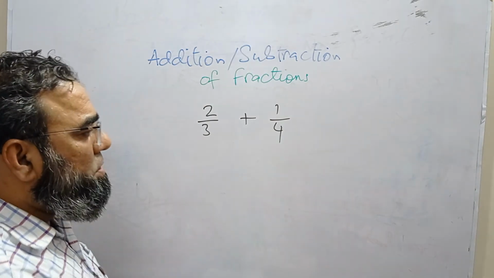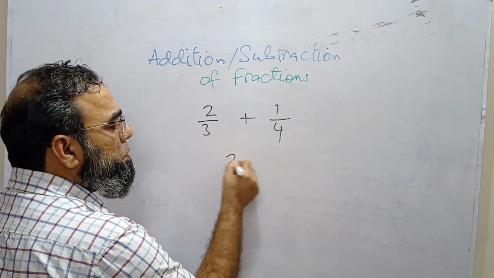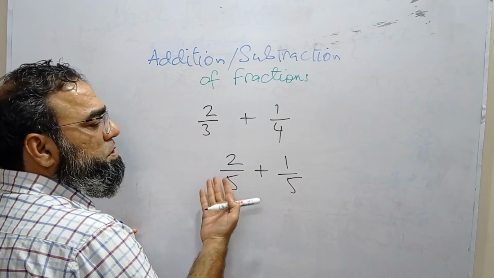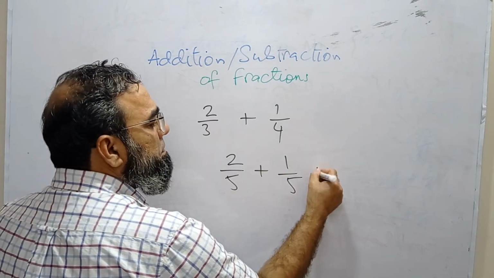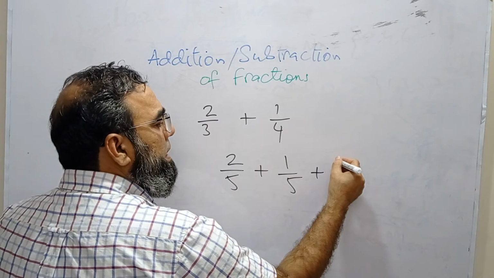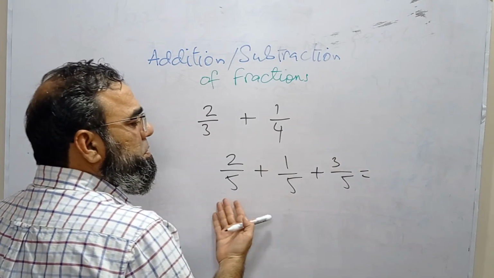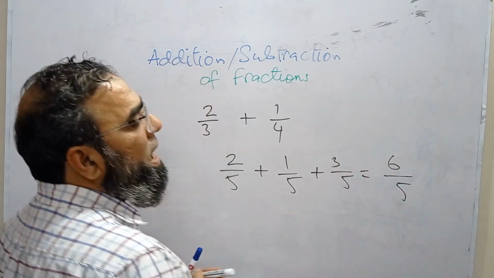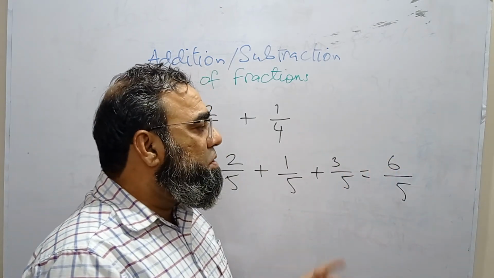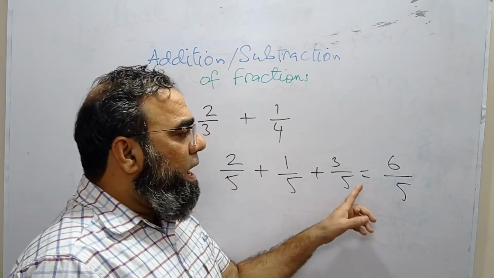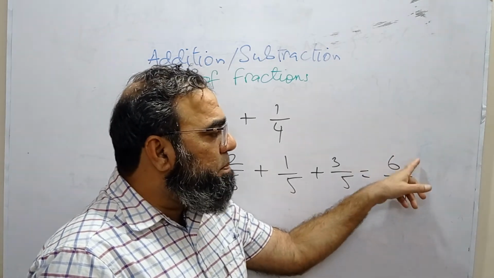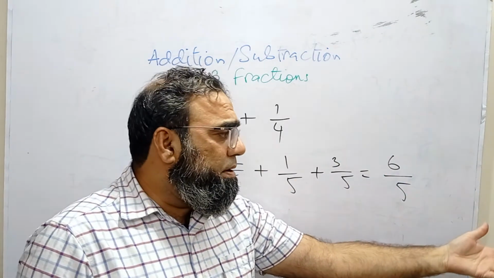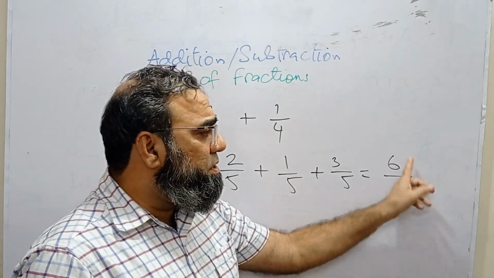So let me just ask you again if you can add 2 by 5 and 1 by 5. This is 2 fifths, this is 1 fifth, and suppose there is another 3 over 5. You see that this is going to be 6 fifths. Your answer is going to be an improper fraction. Some of you were asking how we can have an improper fraction. I'll tell you in a later video how to convert this into a mixed number.